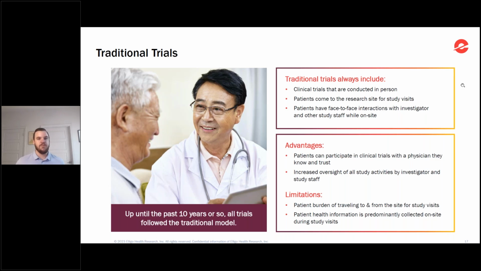So it wouldn't be fair to speak to the advantages of a particular trial model without speaking to some of the limitations, right? And kind of why we're seeing an evolution. So some of the limitations are a little bit obvious, right?